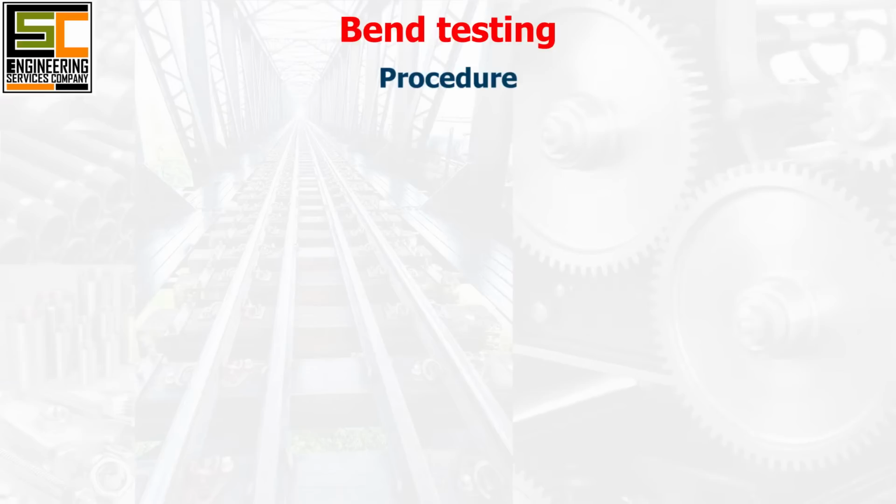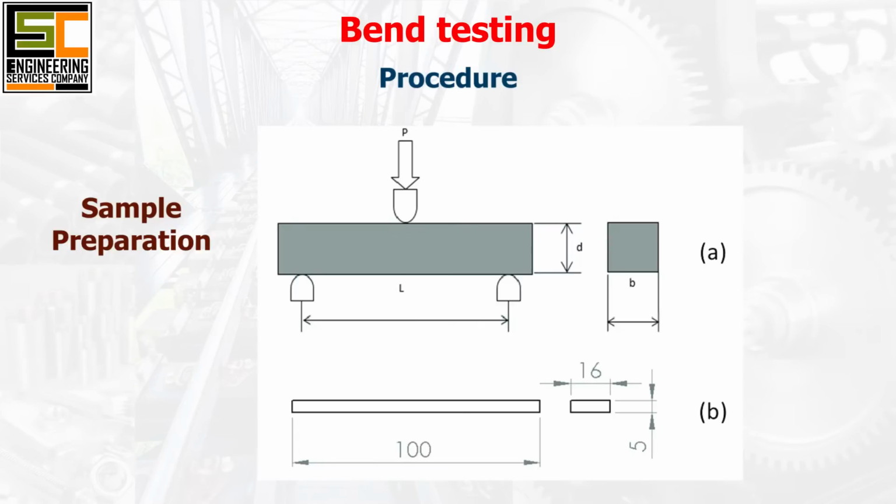Procedure. Sample preparation. The specimen is typically prepared as a rectangular or cylindrical bar with standardized dimensions. The specimen's edges may be rounded or machined to reduce stress concentrations. The specimen's surface may be polished or ground to remove any surface imperfections that could affect the test results.